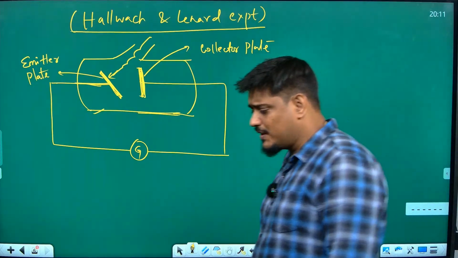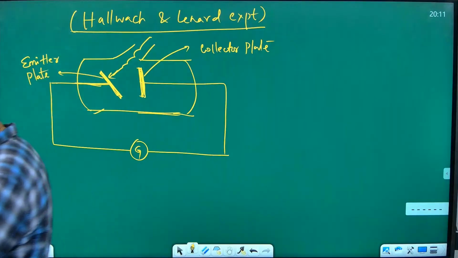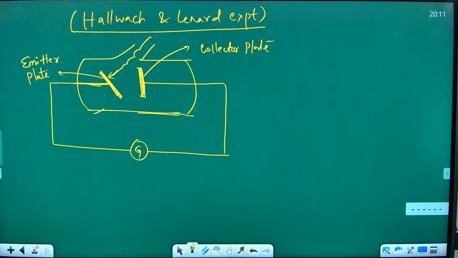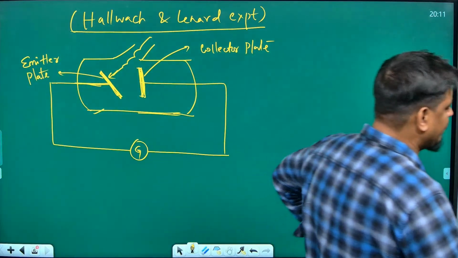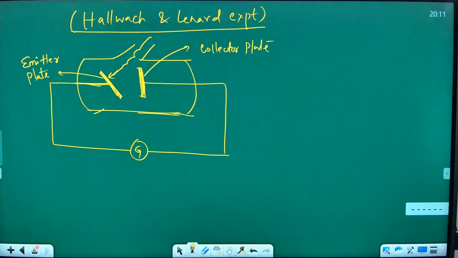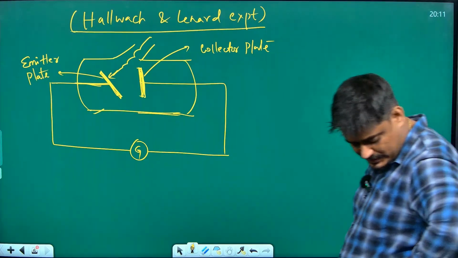The minimum frequency required to eject an electron from the metallic surface is known as threshold frequency.